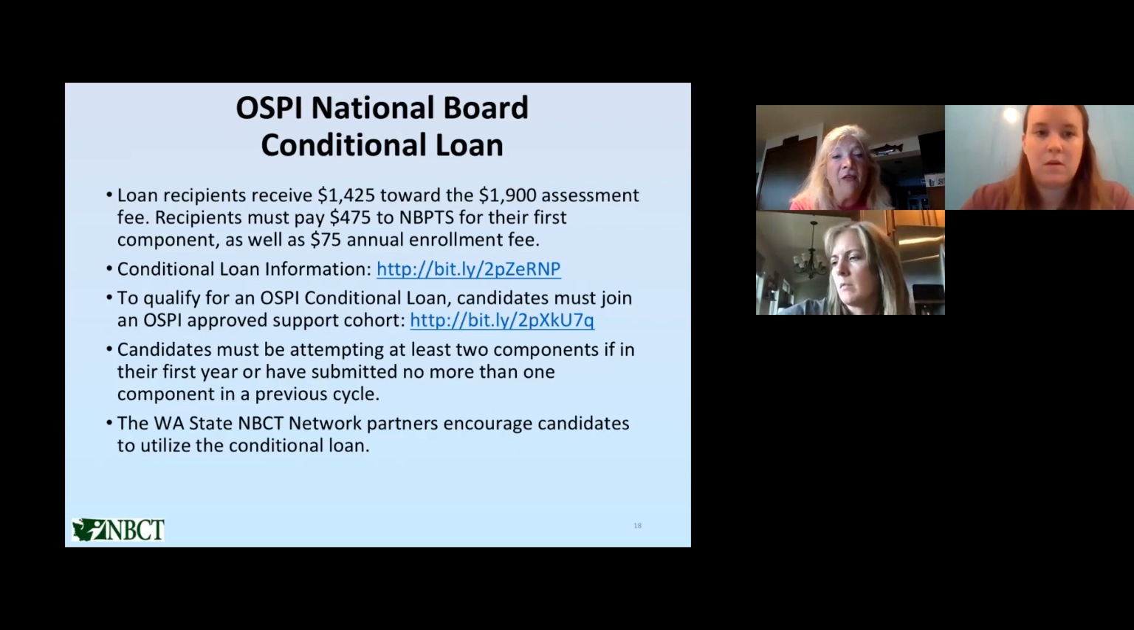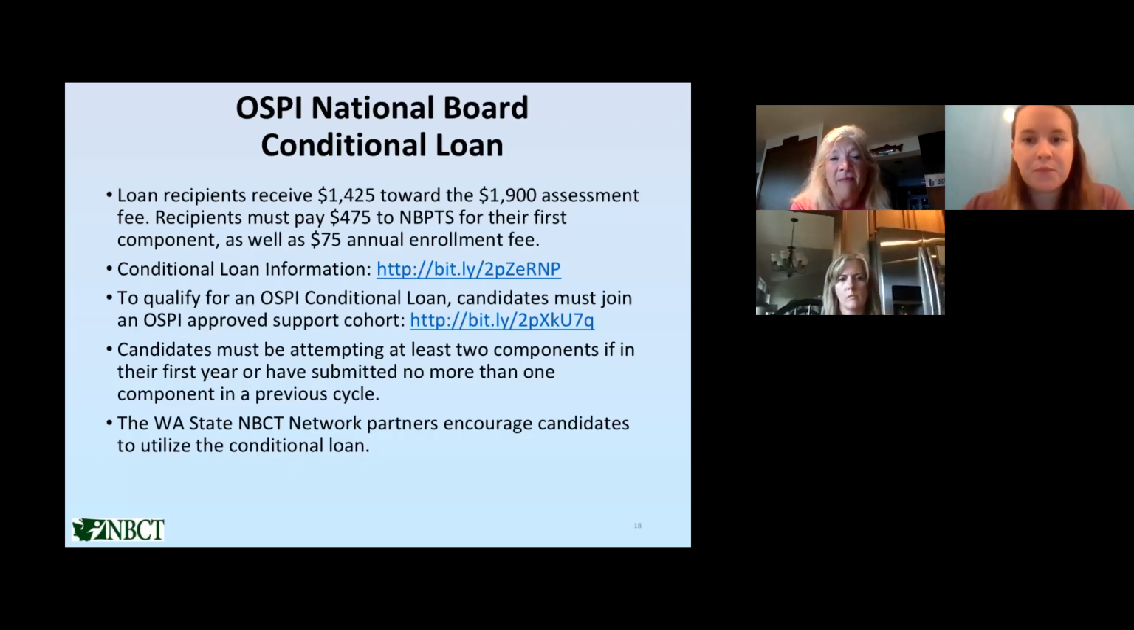You also have to attempt 2 components. You get to choose those components during your first year, and then you could do 1 your second year and 1 your third year, or you can do all 4, or you can do 2 and 2. And so it's just a nice way to be given free money. There's no interest on this loan, so that's why they do it.